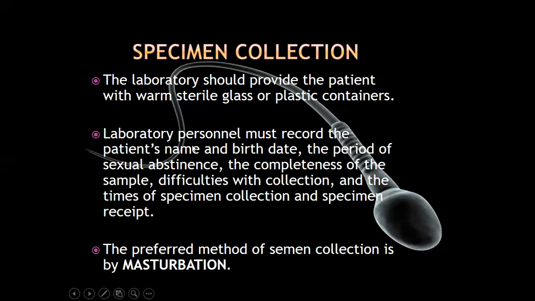The patient's name and birth date, for patient identification, and the period of sexual abstinence, so that the examiner will be able to know if the patient has followed the recommended protocol, which is not less than 2 days to no more than 7 days. The completeness of the sample. So how do you check for the completeness of the sample? You measure the volume of the fluid that you have collected.